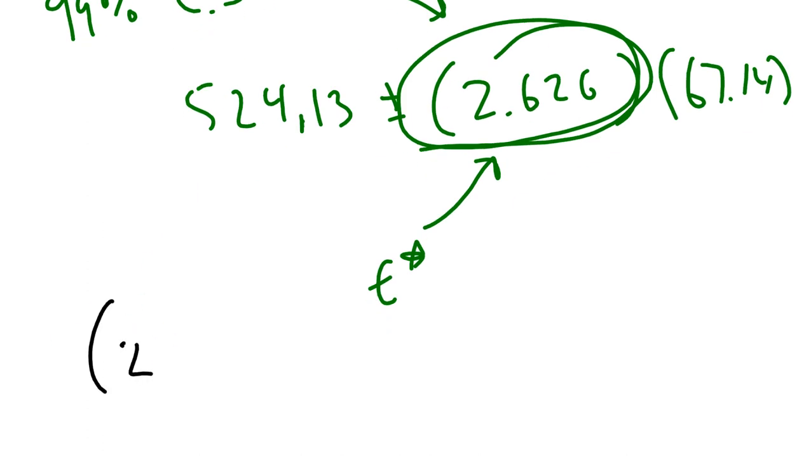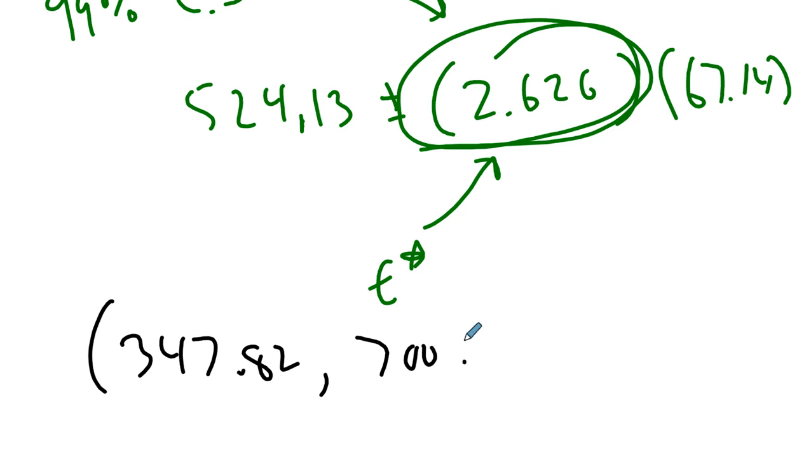So if I go to calculate this, the lower bound I'm getting is 300. Oops, that's an error. Sorry about that. It is 347.82 up to, and we're getting 700.44.